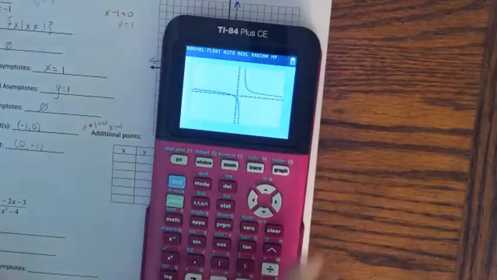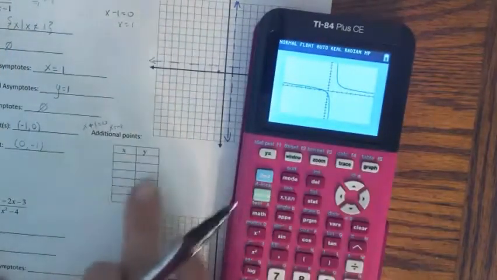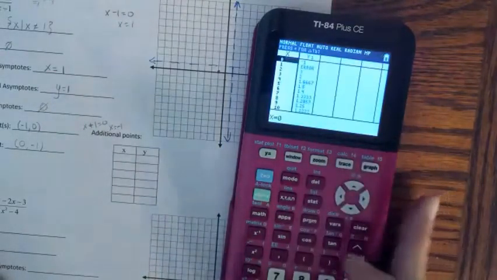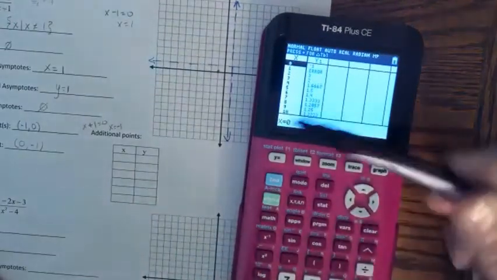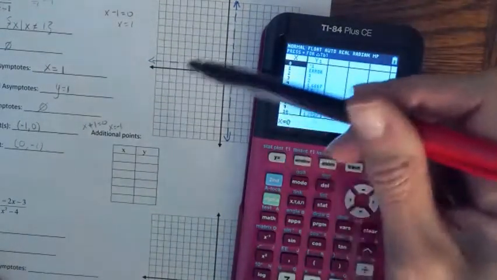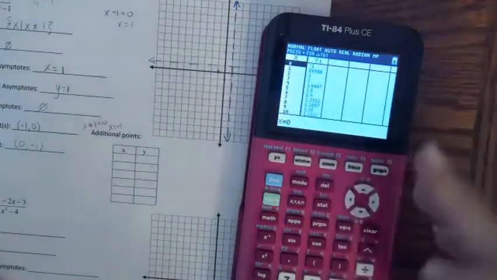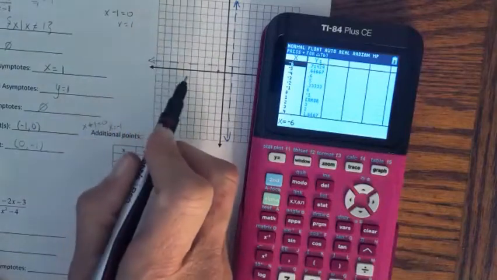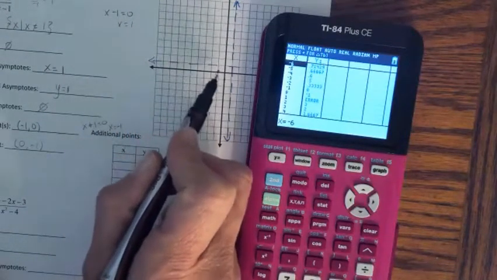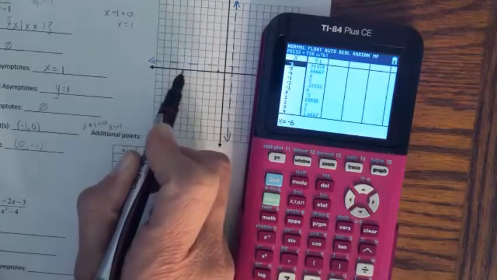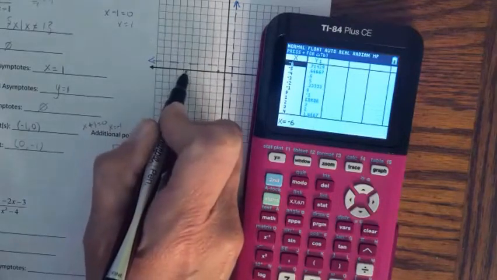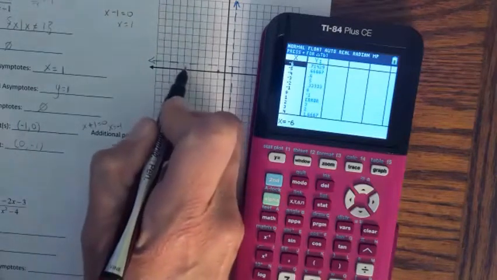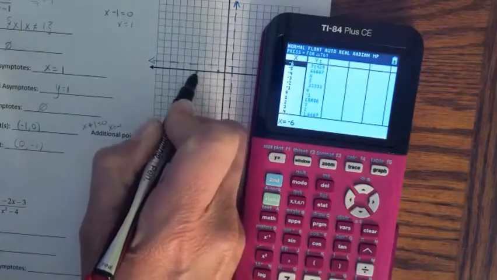So there is my graph, and if you see this little chart, it says additional points. I'm just going to go to my table and get some additional points. So let's take a look at things in this region, where x is less than -1. So when x is -6, I'm at 0.714. So 1, 2, 3, 4, 5, 6. So right here, 1, 2, 3, 4, 5, 6.